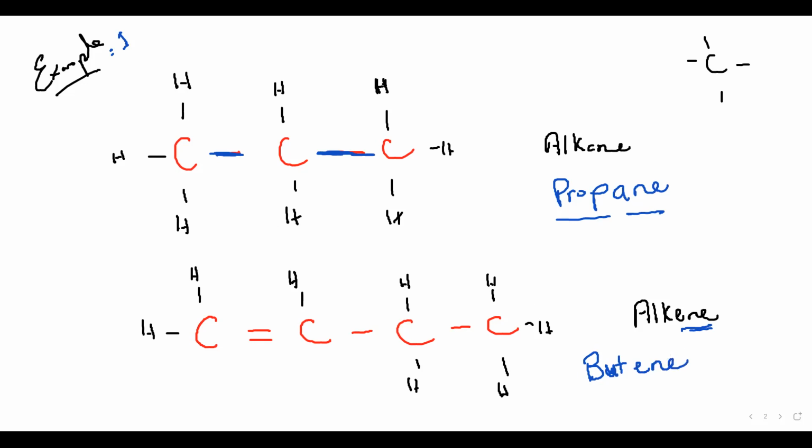So this example, the example 2, is butene. But because of 1, 2, 3, 4 carbon, and ene because they have a double bond. Is it clear? The second example? Any question or doubt till this point?